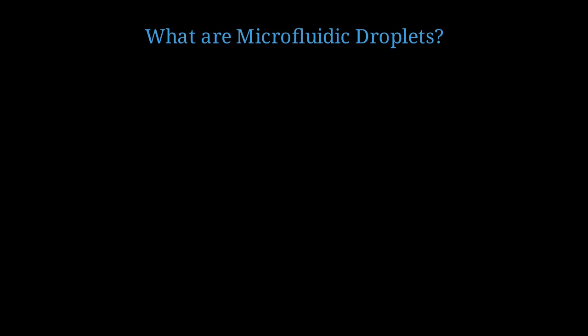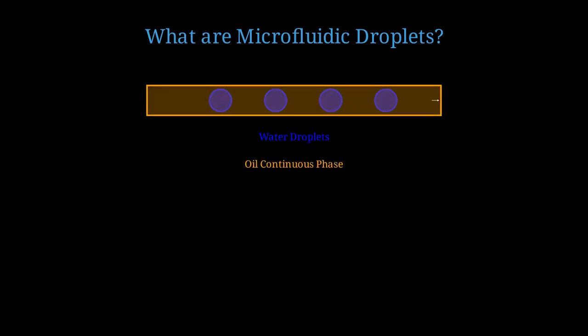Imagine a stream of tiny water droplets flowing through oil, each droplet perfectly uniform in size, ranging from micrometers to hundreds of micrometers in diameter. These droplets are generated in microfluidic devices, tiny channels etched into glass or plastic.